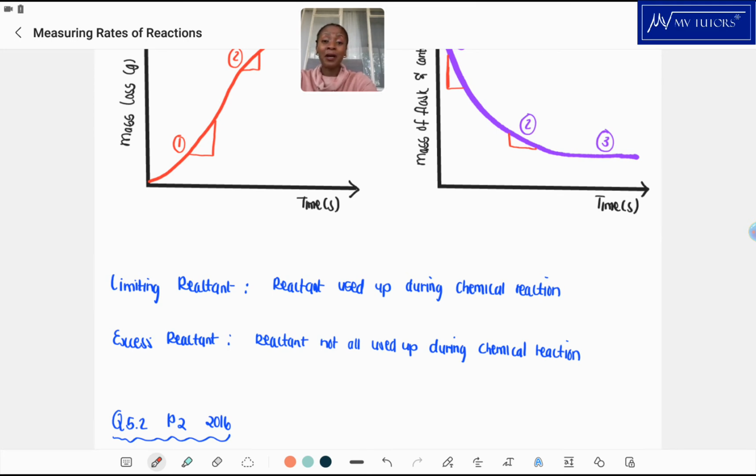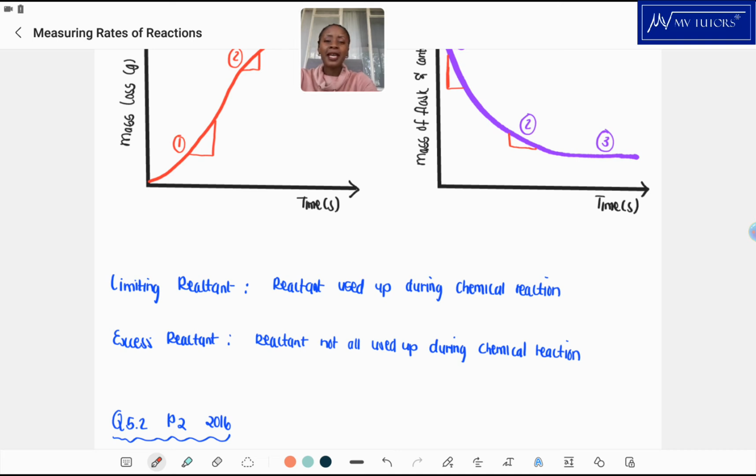So in the case of bubbles, once the bubbles have stopped forming, that's it. You can't form anything else. That's your reaction, or rather your chemical reaction is complete. Your excess reactant, on the other hand, well, that's the reactant that is not all used up. So there's some of it remaining.